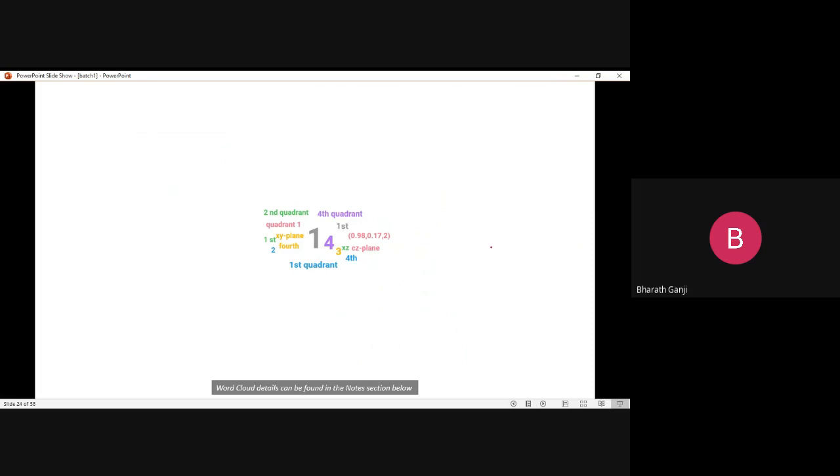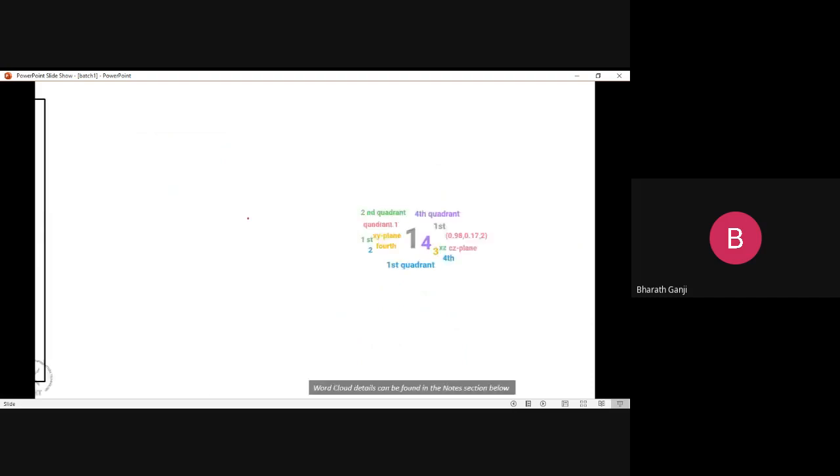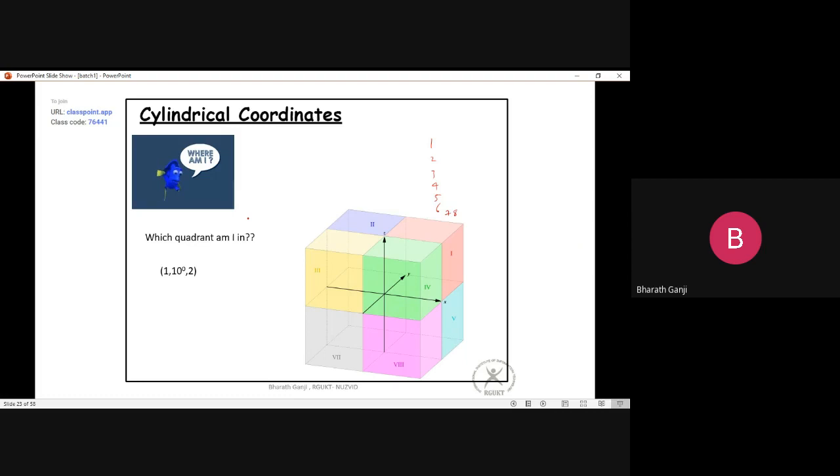There is no count here, but most of them have typed 1. 1 is the most used one. So around 40 to 50 people have chosen the first one, first quadrant. Let me reveal the answer. Okay, I think the answer is not here, but rho is 1, z is 2, and phi is 10 degrees.